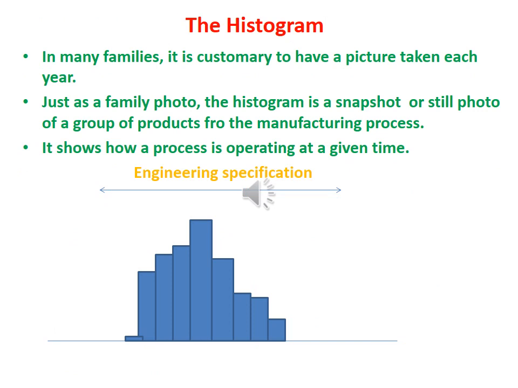Histogram. In many families, it is customary to have a picture taken each year. Just like a family photo, the histogram is a snapshot or still photo of a group of products from the manufacturing process. It shows how a process is operating at a given time. Engineering specification.